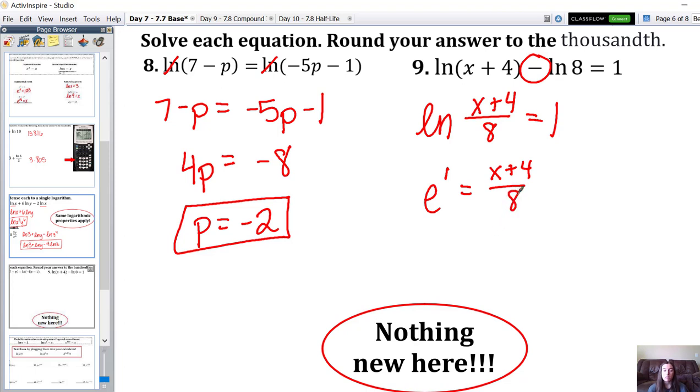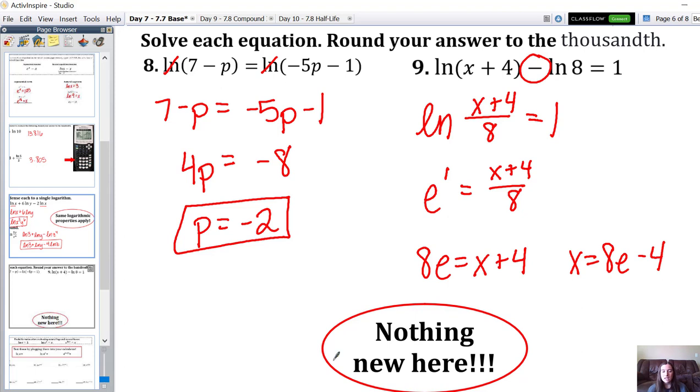Now here I'm going to start solving for x first, then I'll start typing things into my calculator. So I'm going to multiply by 8 first. E to the 1 is just e, so we have 8e equal to x plus 4. Then I'm going to subtract 4, so x is 8e minus 4, and now I'm going to go to the calculator.